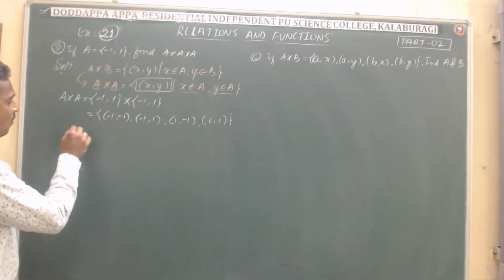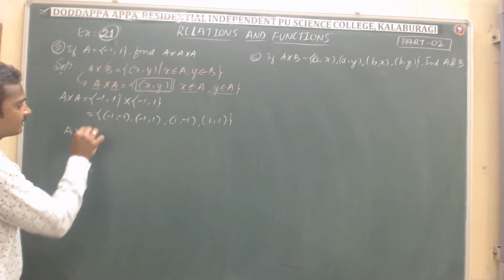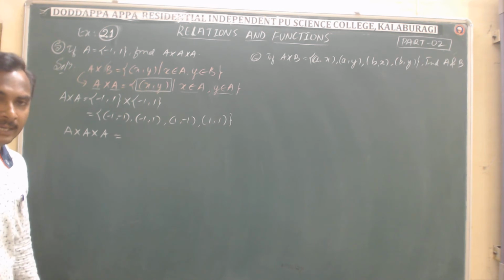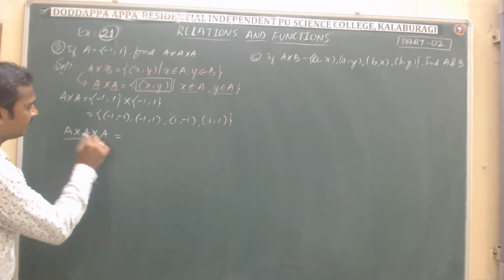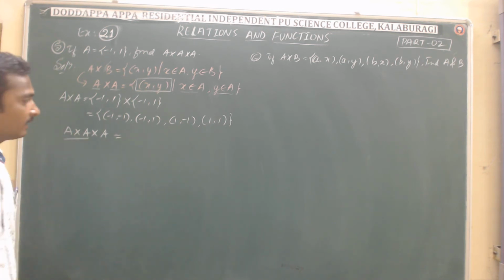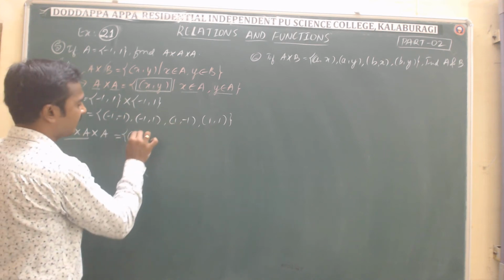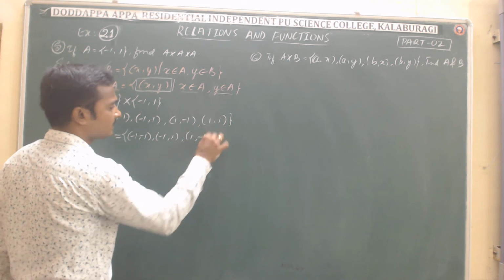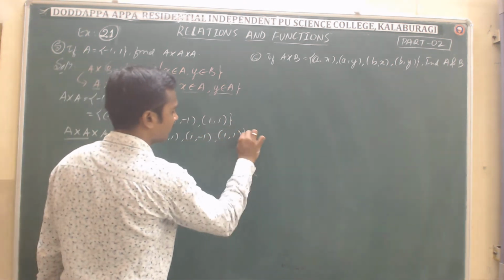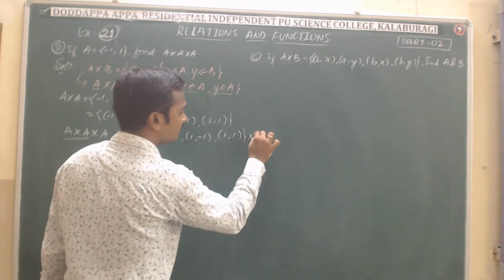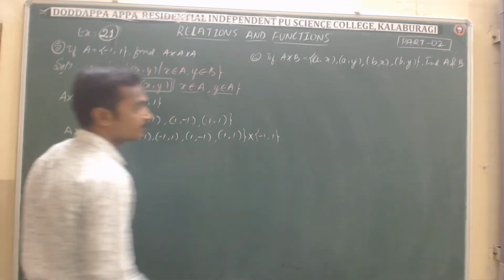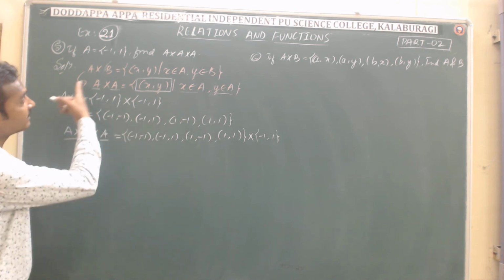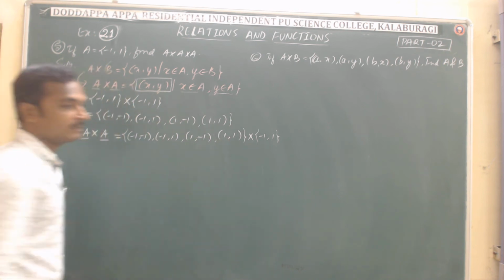Now here, the Cartesian product of the three sets A cross A cross A. We know already the Cartesian product of A cross A. What is that? That is -1 comma -1, -1 comma 1, 1 comma -1, and the last one is 1 comma 1, taken Cartesian product with the elements -1 comma 1. What are the elements of the set A? -1 comma 1 is given here. Therefore, -1 comma 1 will be written here.